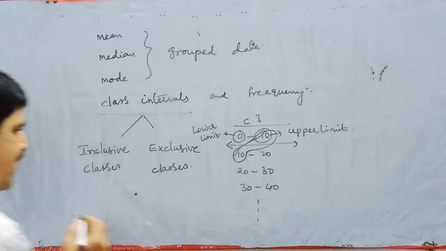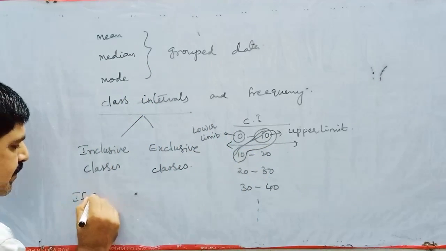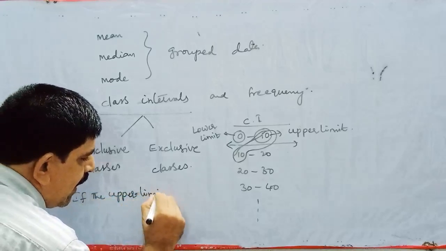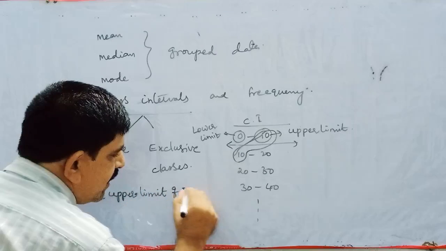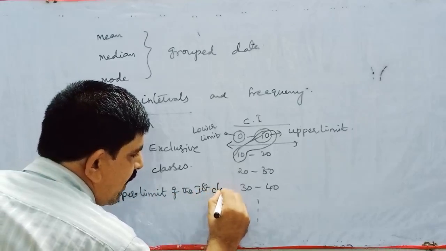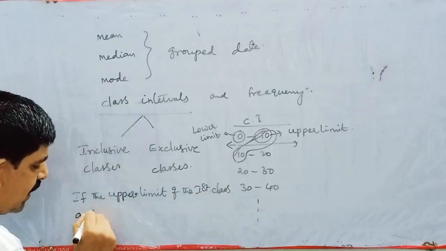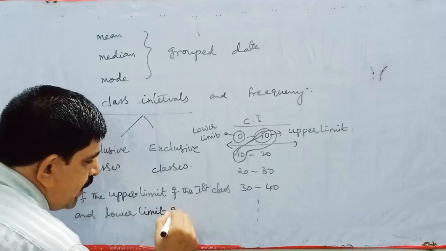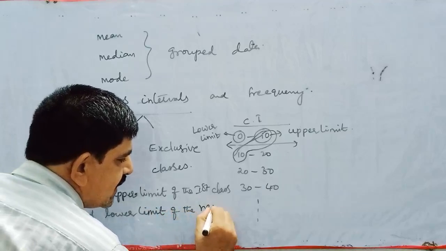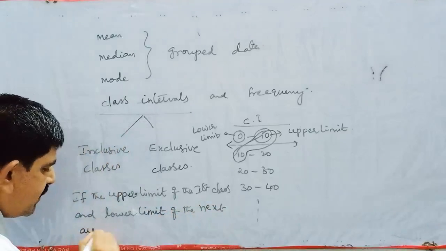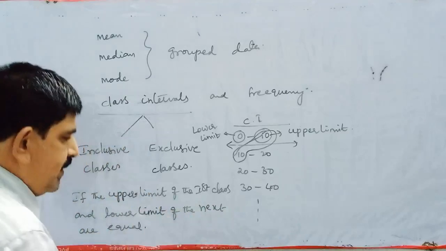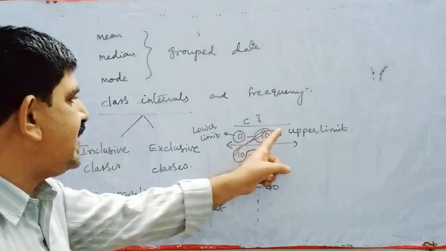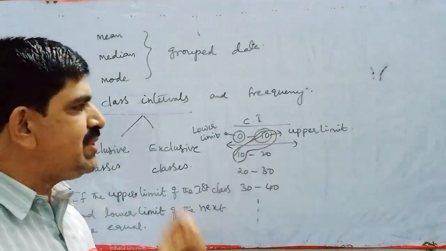So if the upper limit of the first class and the lower limit of the next class are equal, then this type of classes are known as exclusive classes.